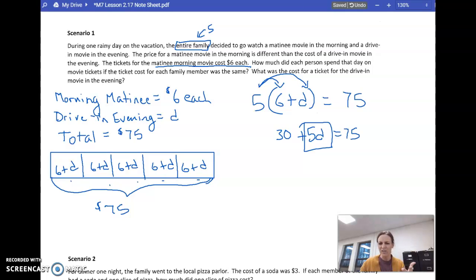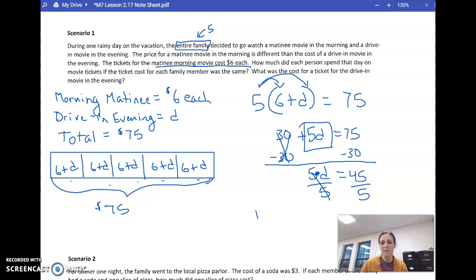It's like we're doing order of operations backwards. Normally the last thing we do is adding and subtracting. Well, to go backwards, it's going to be the first thing we deal with. So I'm going to get rid of the 30 by subtracting it, or thinking of it as combining it with the negative 30. 5 times D equals 45. And then we divide both sides by 5, because we undo multiplying with division, like a one-step equation here. And our drive-in is going to cost 45 divided by 5, which is $9. Okay.